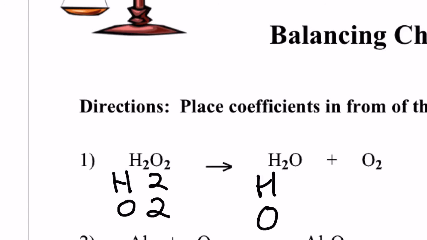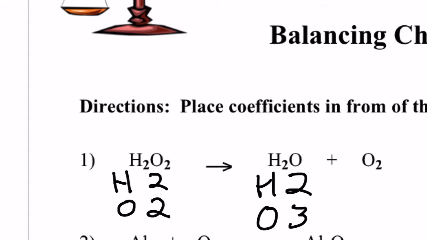On the other side, my products, I have 2 hydrogens, so I'm going to write a 2. And oxygens, I have 1 here and I have 2 here. So in case you're bad at math, 2 plus 1 is 3. Okay, so this equation is not balanced. My hydrogens are balanced, so that's happy, but my oxygens are not. So what I need to do is add coefficients before certain compounds to balance this out. Since I have fewer oxygens on this side, I'm going to start on this side.